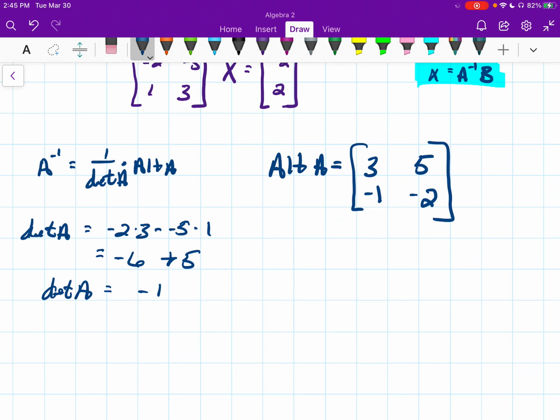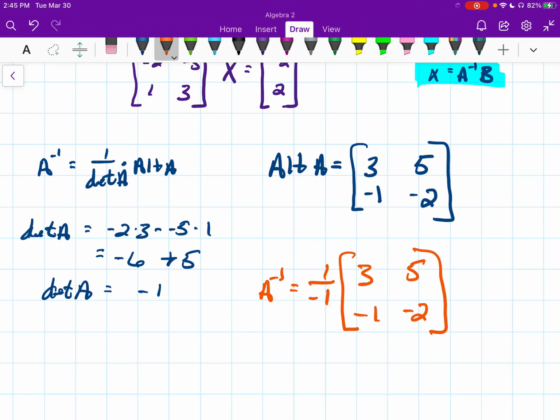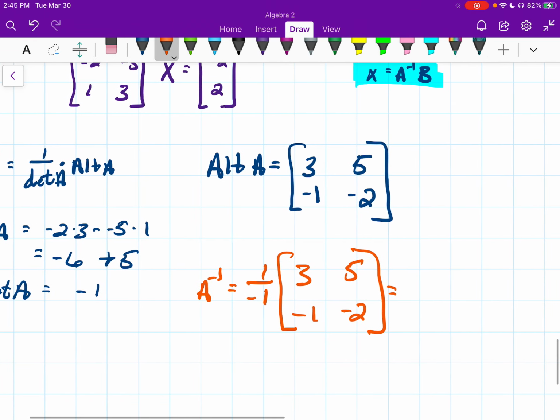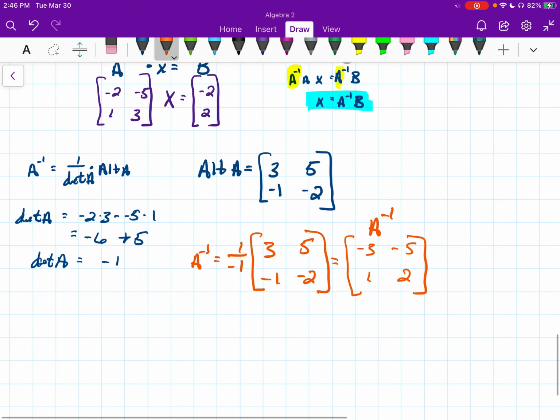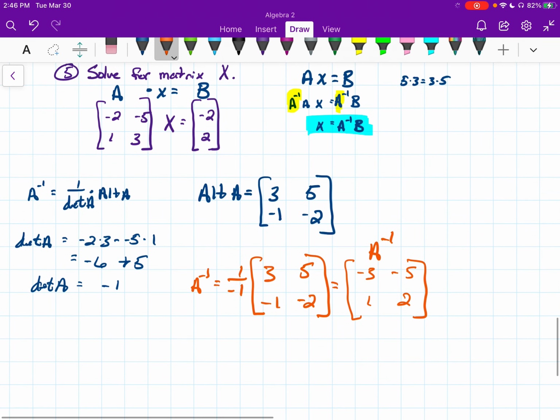Now I'm going to multiply these together, so A inverse here, maybe I'll change colors. A inverse is going to be 1 over the determinant, so 1 over -1, which is really just fancy multiplying by -1. And then I'm going to have 3, 5, -1, -2. So really I just have to swap the signs now, and I have -3, -5, 1, and 2. This is A inverse. Now I'm ready to actually solve and get my final answer.